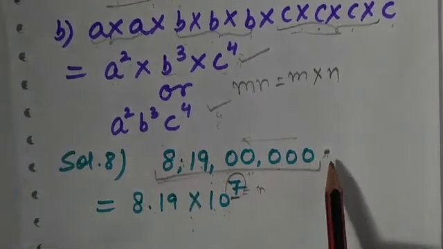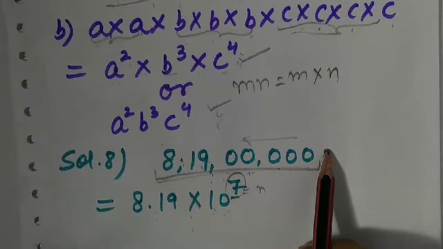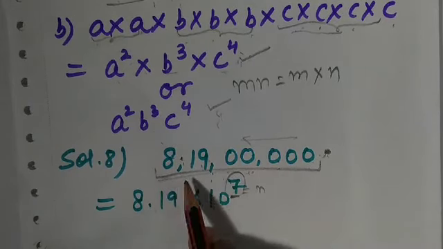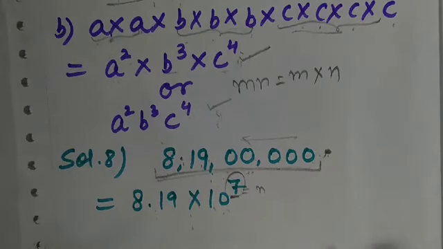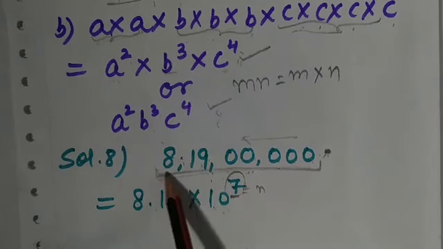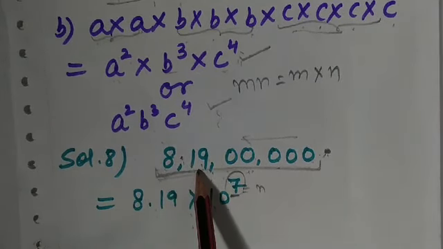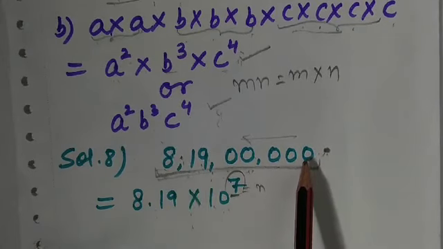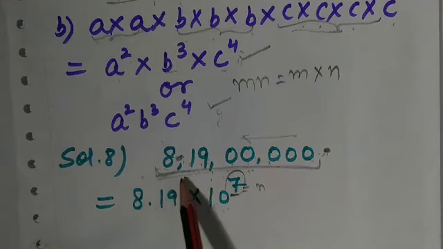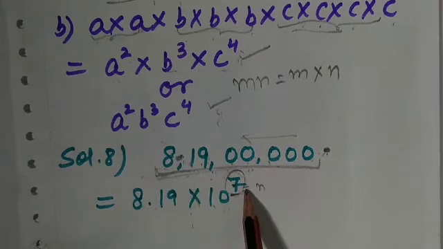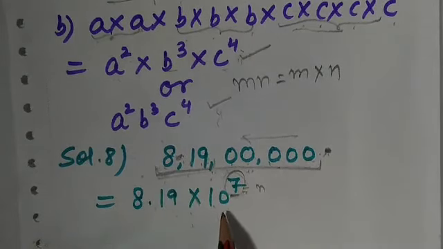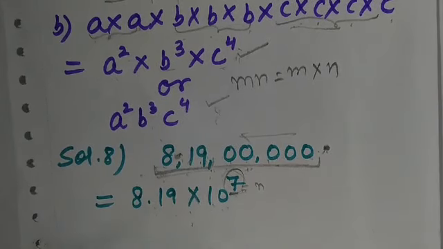Originally the decimal is here. Now I have to shift this decimal so that the number lies between 1 to 10, including 1 also. So 8.19 is the number that lies between 1 to 10. So how many places do I have to shift? 1, 2, 3, 4, 5, 6, 7. 7 places I have to shift to make the number lie between 1 to 10. So the power represents the number of places the decimal got shifted. And simply we have to write the number 8.19 into 10 to the power 7, which is the standard form of the given number.